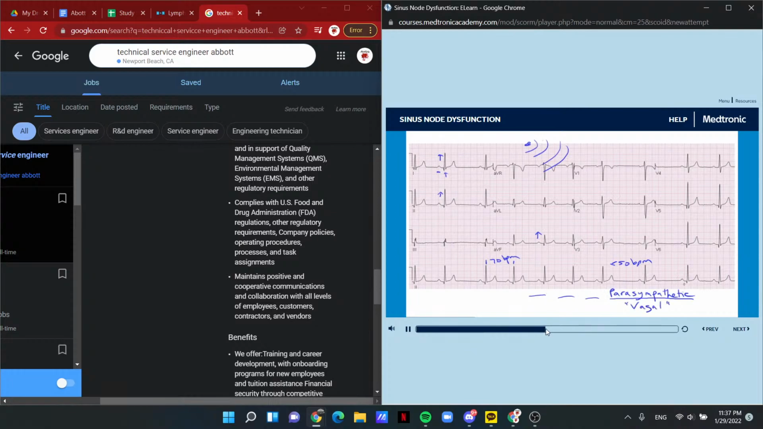This ECG came from a 25-year-old healthy young woman. It's an example of marked sinus arrhythmia, but in young patients, it's generally considered to be normal.